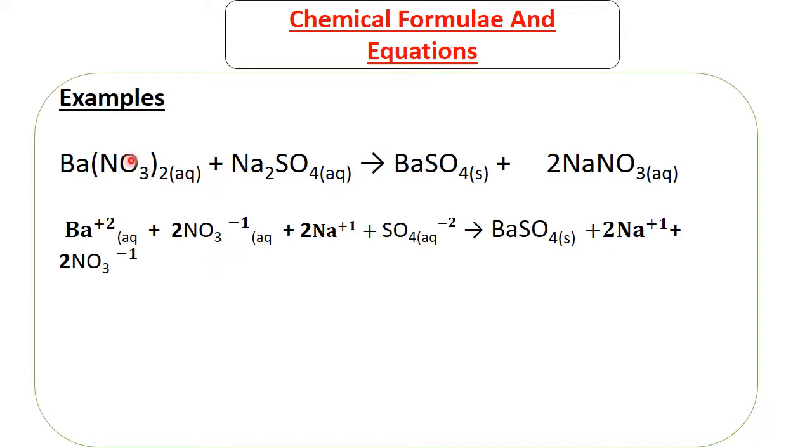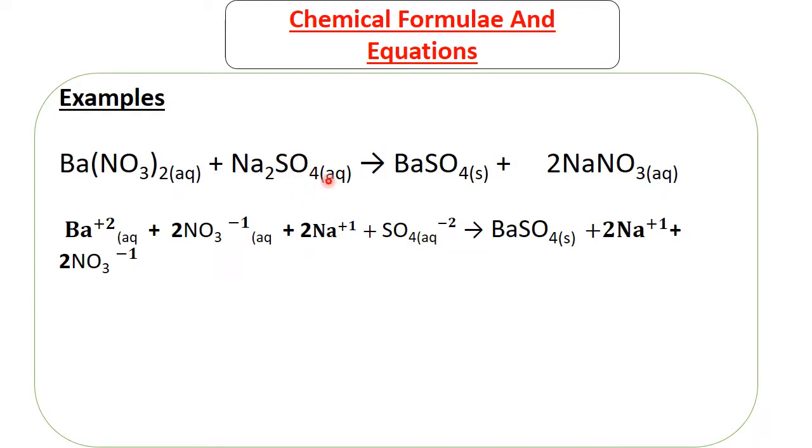When you look at nitrate here, how many nitrates are here? There are 2 nitrate radicals. Therefore, when you break barium nitrate into its constituent ions, make sure that the 2, you put it in front of nitrate. So it's going to be 2 nitrate -1. The same is true for sodium. There are 2 sodium atoms here, so the 2 is going to be in front of the sodium ion.